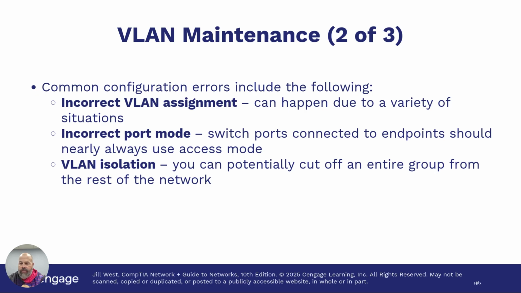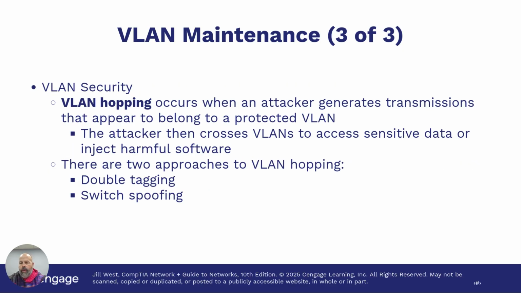And then there's VLAN isolation. If you accidentally isolate a VLAN from the router, you've cut that entire group off from the rest of the network, which is like locking a department in their office wing with no key to get out. So those mistakes happen, but if you have good documentation and careful configuration, you can prevent those problems.